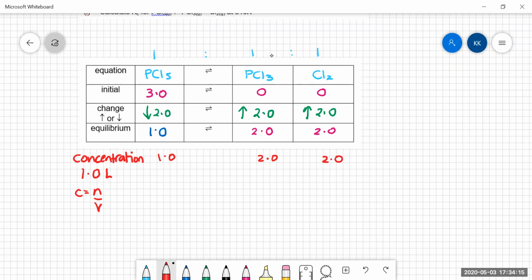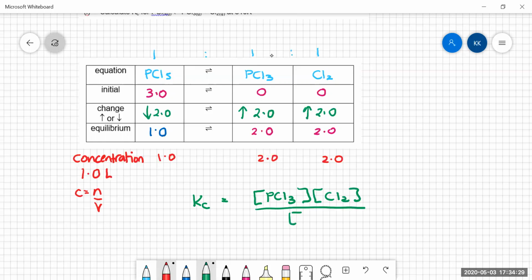Now, subbing into our expression for Kc, products over reactants, PCl3 concentration, Cl2 concentration, over concentration PCl5. Sub in our concentrations, 2.0 times by 2.0 over 1.0, and you can see that Kc in this case is 4.0.